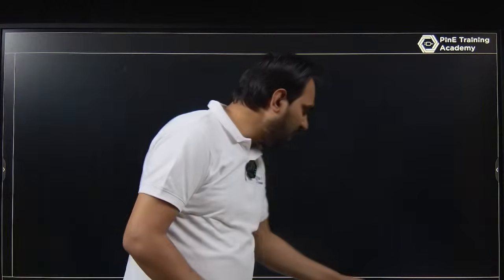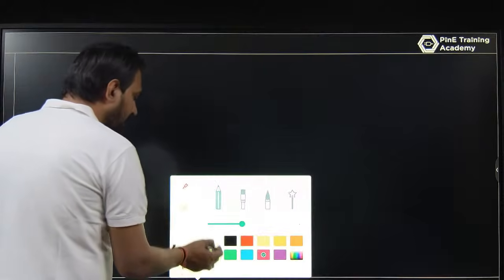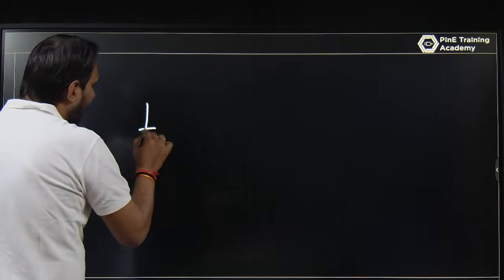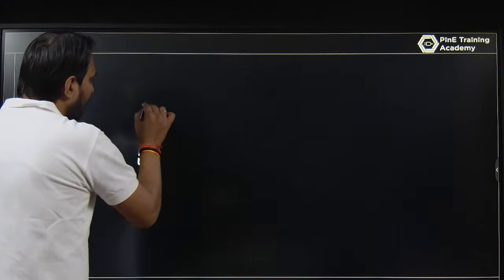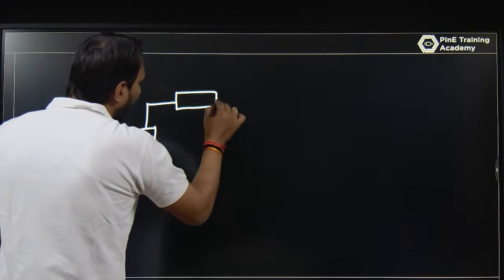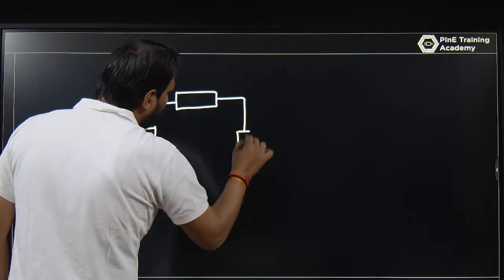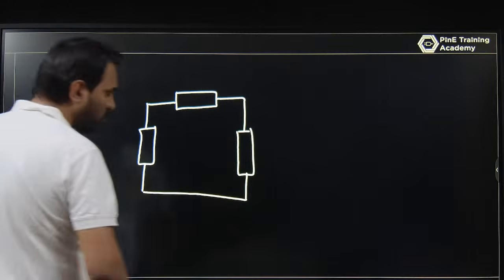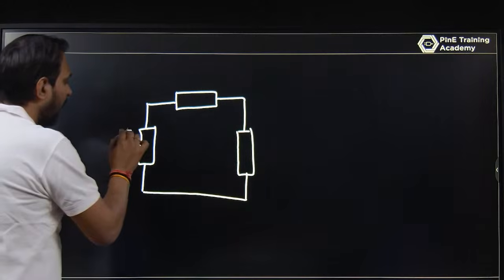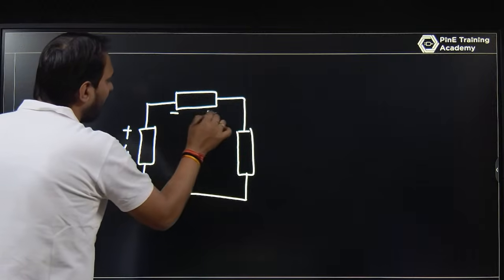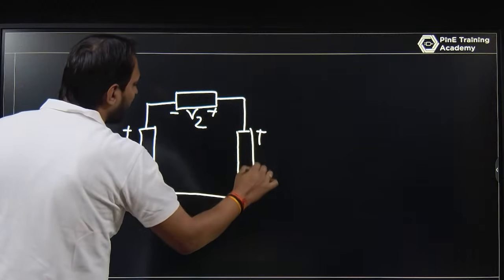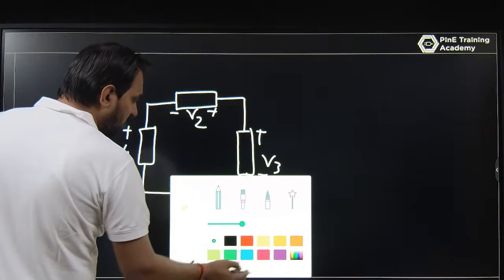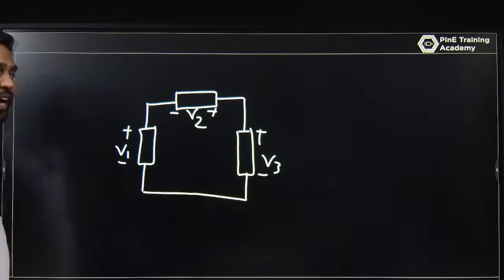So I am just explaining how you can determine voltage. Let's say I have an element, and how can you use Kirchhoff's voltage law and Kirchhoff's current law? Okay, we know how we can use Kirchhoff's voltage law. This is V1, this is V2, this is V3.